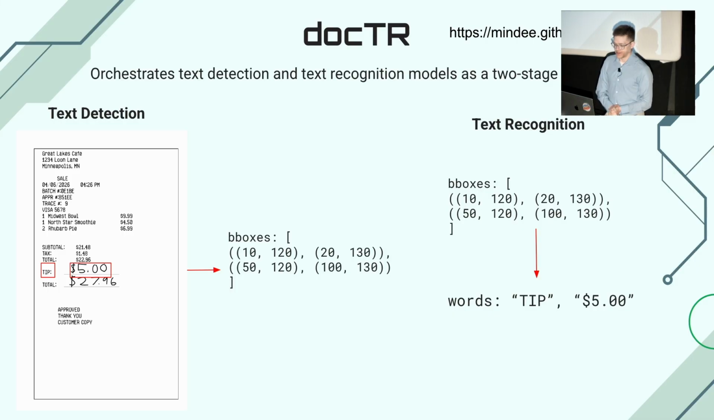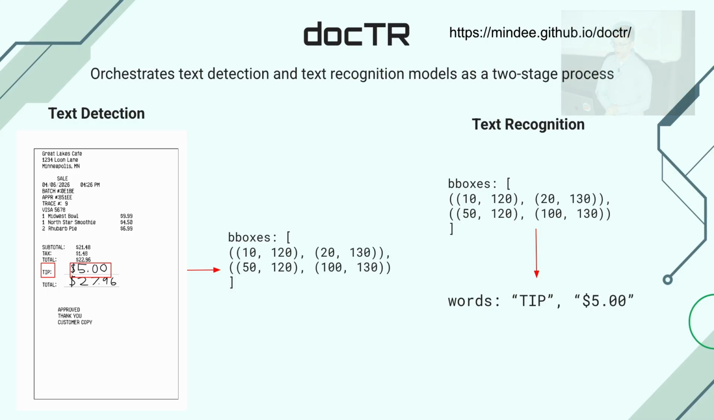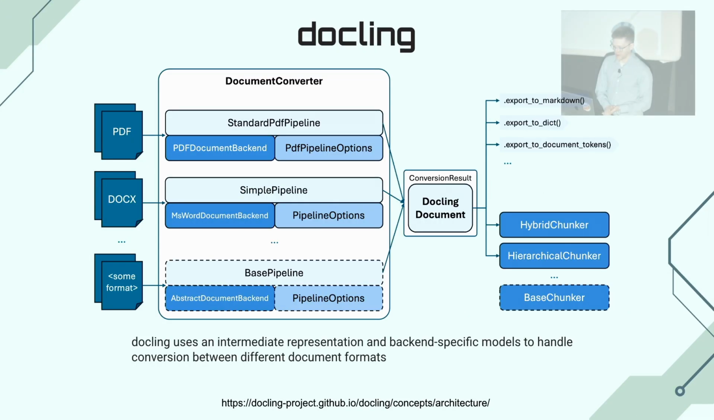And then the next step is to take those bounding boxes and turn them into actual characters, which becomes the text blocks. So that's what Doctor does, and you can supply the specific models that you want at each of those stages, or you can just use the defaults. But that's what Doctor is, in case you encounter that.